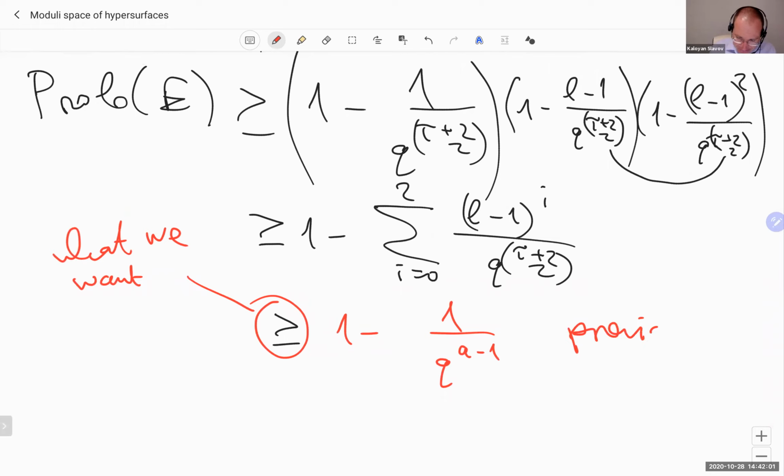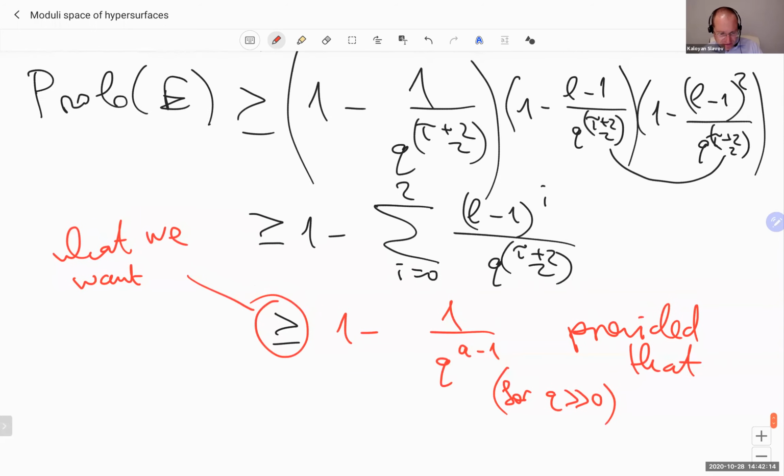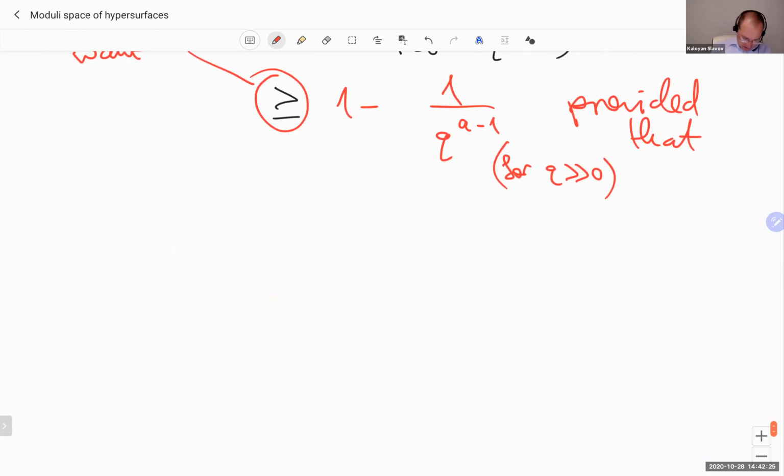Provided that this is true, provided that, well, this has to be for Q large enough. Yes, our goal was to prove that the probability that it takes place is greater than or equal to this thing in red for Q large enough. And that's the case, provided that, look here, I have Q to the tau plus 2 choose 2, and here I have Q to the A minus 1. Provided that tau plus 2 choose 2 is greater than A minus 1.